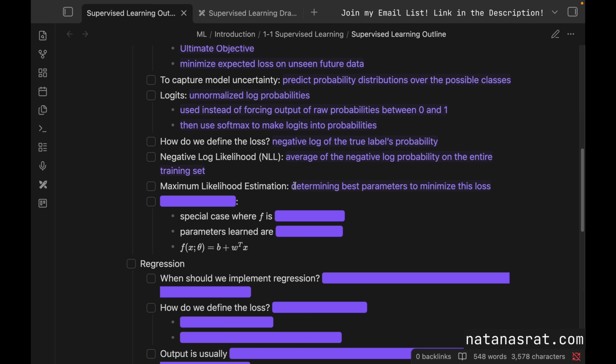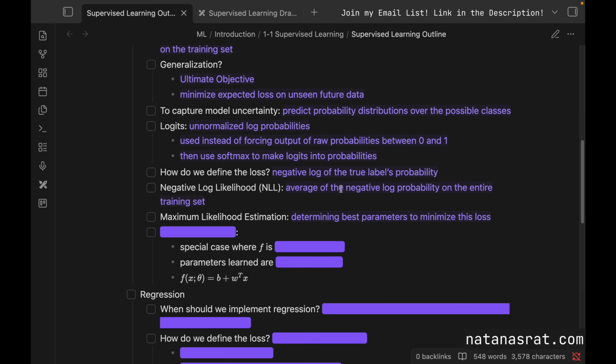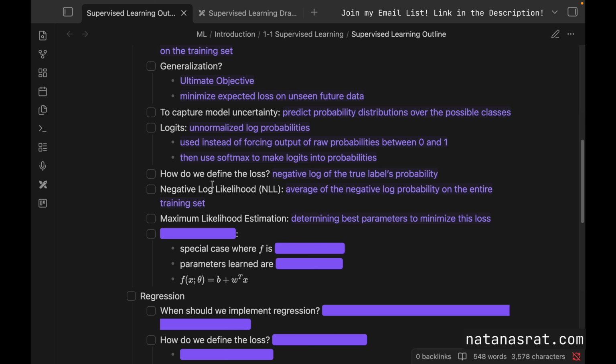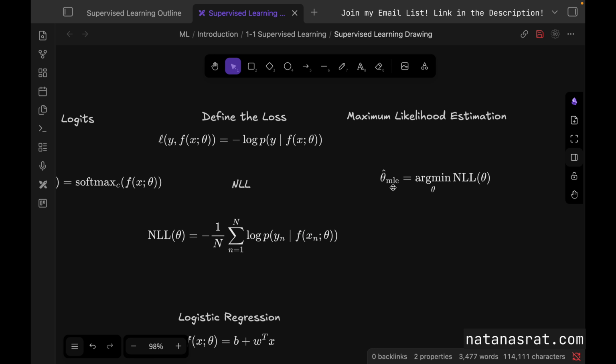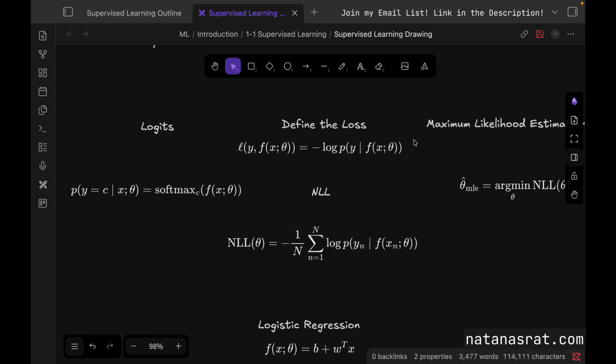Maximum likelihood estimation is determining the best parameters to minimize this loss, the negative log likelihood. Once we have found the best parameters that minimize the loss, we denote those parameters like this with MLE to show that these are the best parameters that minimize the negative log likelihood.